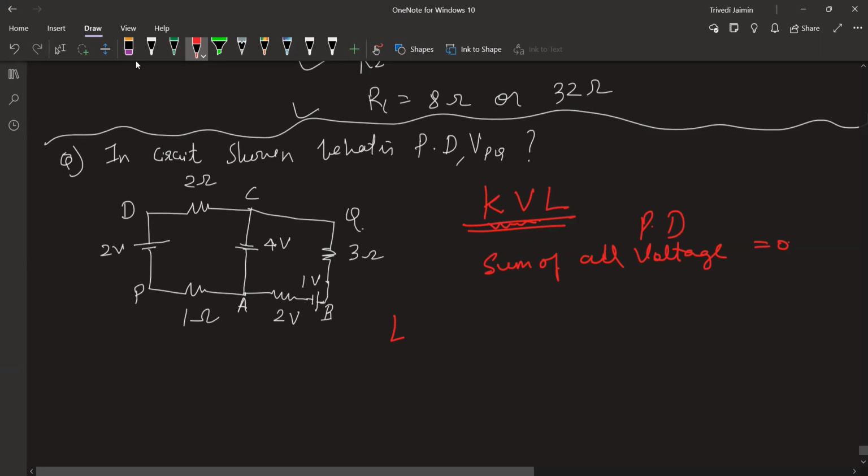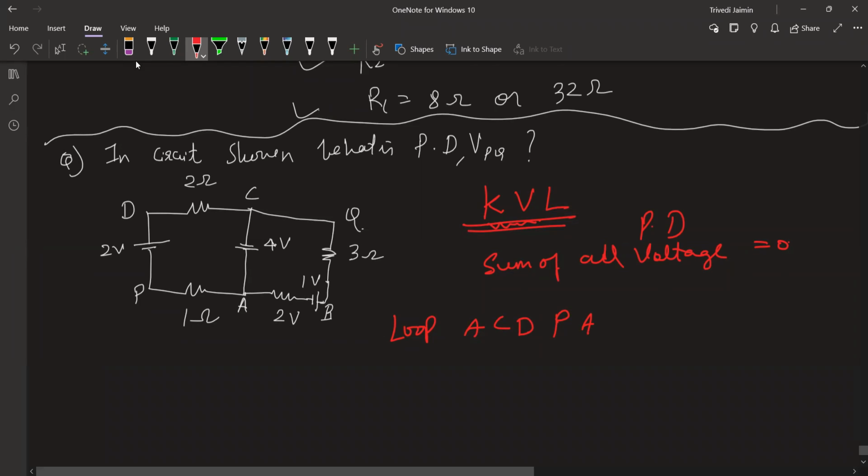In a loop, A, B, or let's follow this side. A, C, then D, P, and A. This we are going to follow first. We are going from A to C, C to D, D to P, P to A. Okay.